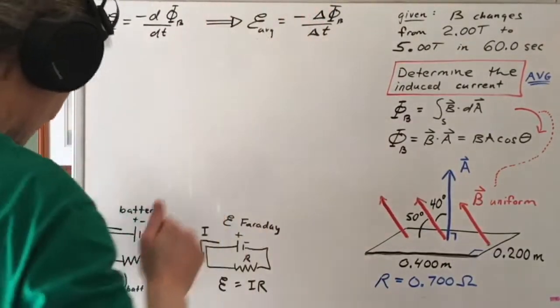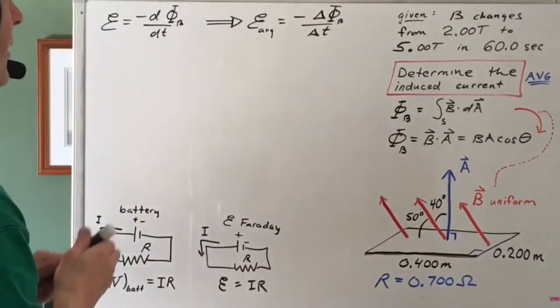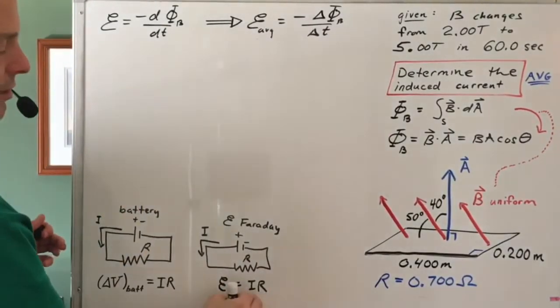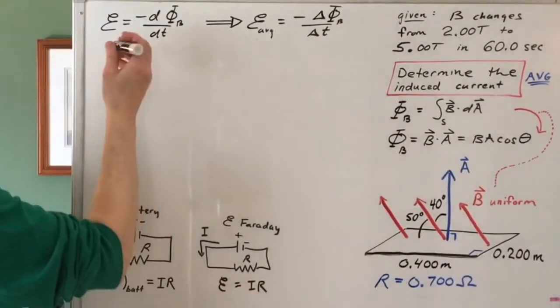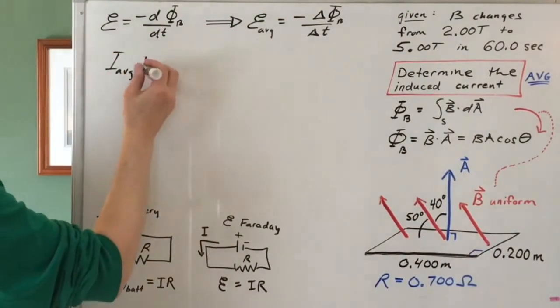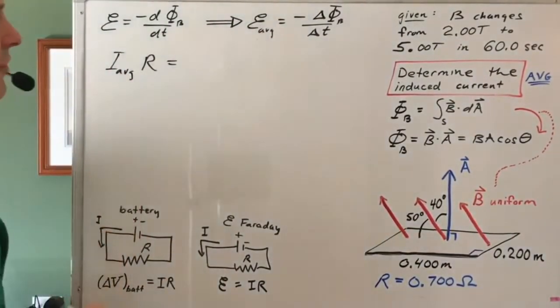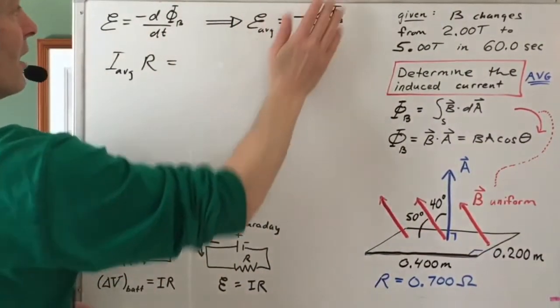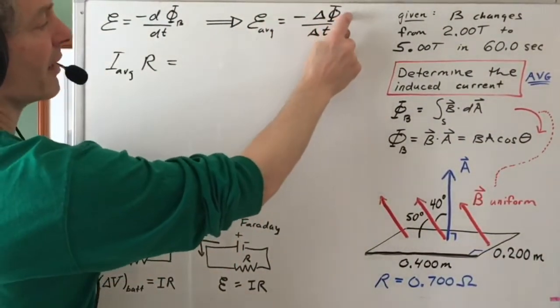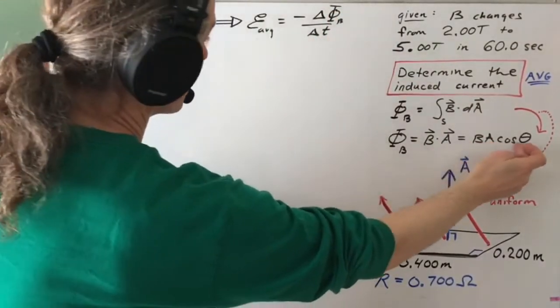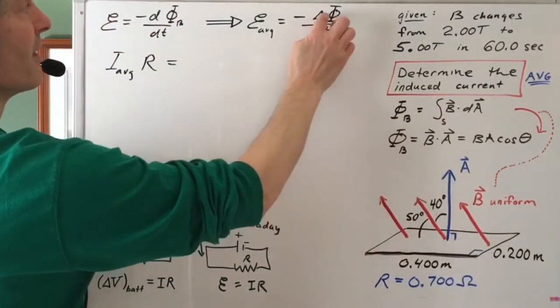So I'm going to work with this average version of Faraday's law. I'm going to replace the average induced voltage with the average induced current times the resistance. That's the left-hand side of this average version of Faraday's law. On the right-hand side, I'm going to plug in for the magnetic flux. The magnetic flux is this product over here, so I'm going to put all that inside the delta.